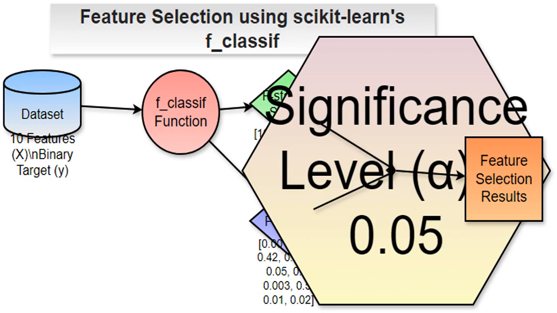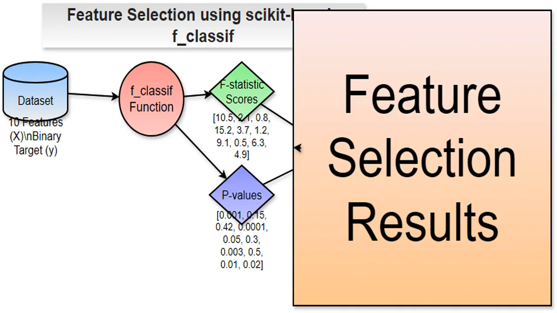I've set my significance level to 0.05 or 5%. This means I'm willing to accept a 5% chance of being wrong when I say a feature is important. Based on my p-values and the significance level, I can decide which features are important enough to keep for my model. Features with p-values below 0.05 are statistically significant and I'll include them in my final model.